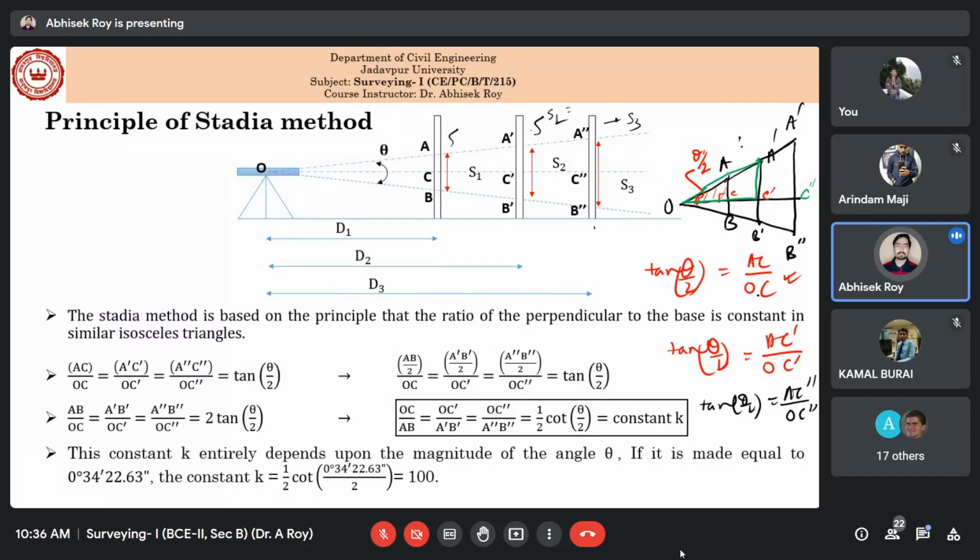So all these three values are the same. That's why it is written that AC by OC equals A'C' by OC' equals A''C'' by OC'', which equals tan theta by 2.